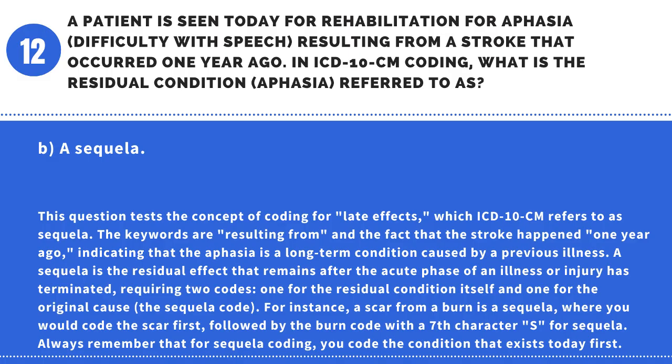For instance, a scar from a burn is a sequela, where you would code the scar first, followed by the burn code with a 7th character S for sequela. Always remember that for sequela coding, you code the condition that exists today first.